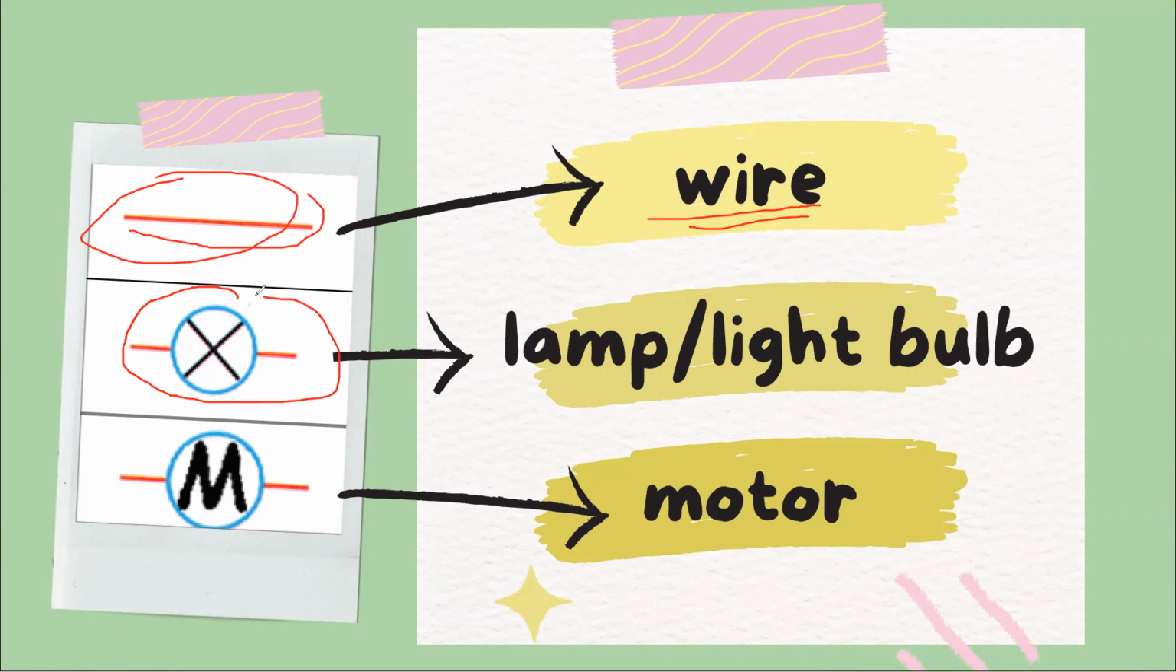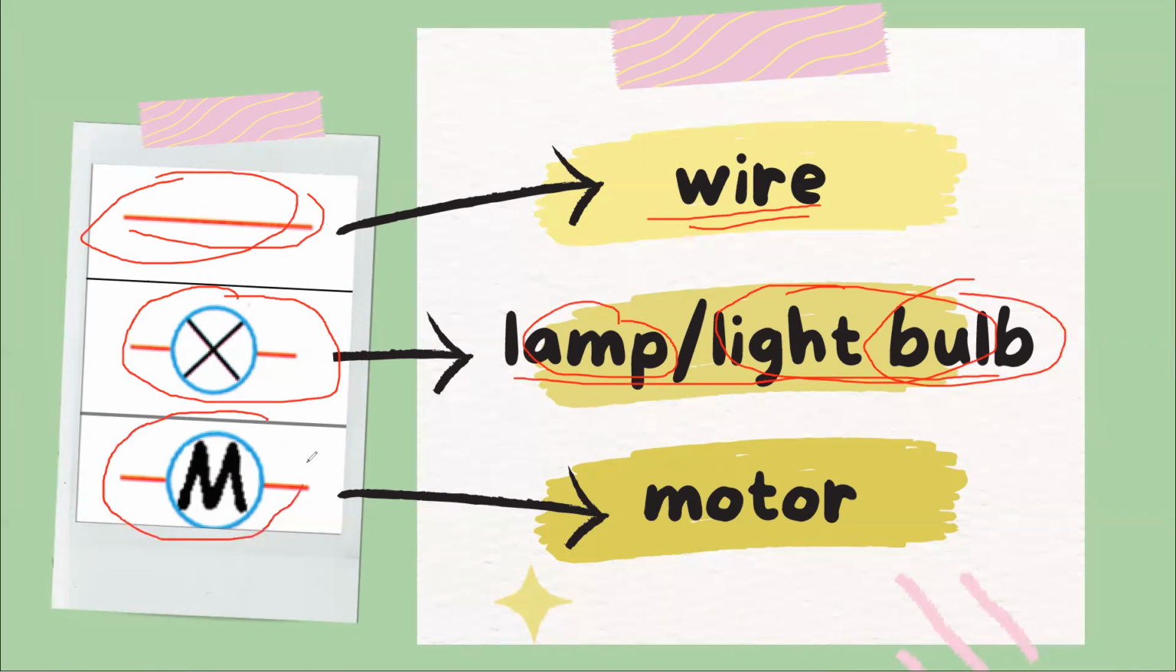This weird circle with a cross in it. It doesn't even look like any of the components, but actually it's a lamp or a light bulb. In exam, you can answer lamp, light bulb, or you can just say bulb. All three are accepted. What about this? I think this is pretty simple. It already gives you a big clue. It starts with the letter M. So it's a motor.